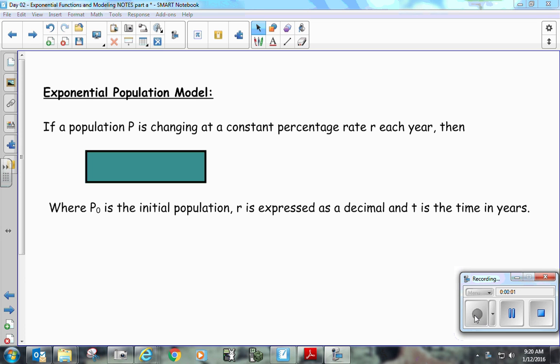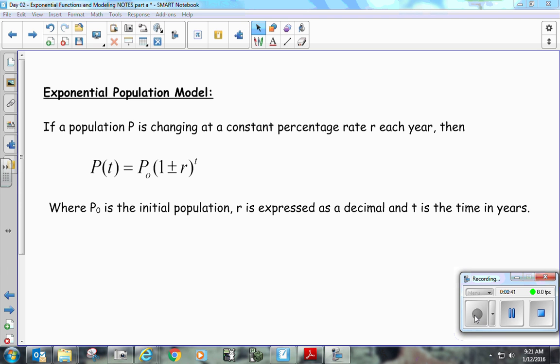All right, exponential population model. Okay, if the population, we'll call that P for population, is changing at a constant percentage rate, and we'll call that rate R, P for population, R for rate, then we come up with an equation that looks a little bit like this. The population with respect to time, T, equals P sub 0 times 1 plus or minus R raised to T, which is time.